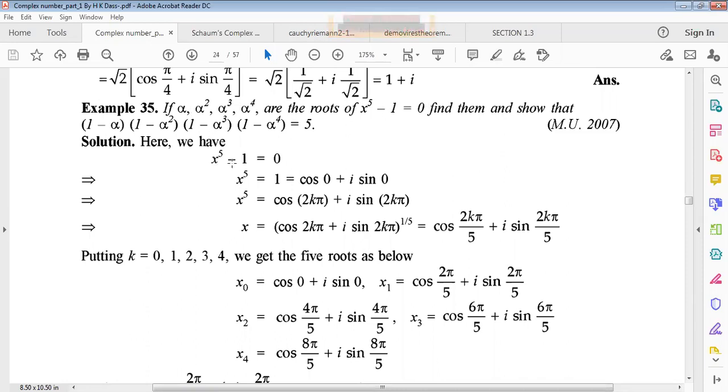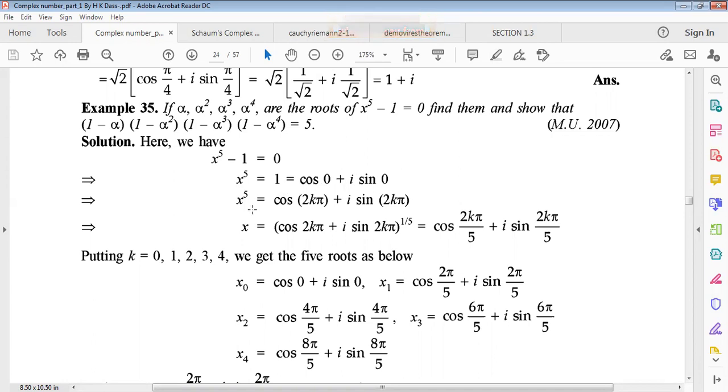Here we have x to the power 5 minus 1 equals 0. That means x to the power 5 equals what? 1. This one can be written as cos 0 degree plus i sin 0 degree. This one can be written as a complex number. Remember it, every real number can be represented as a complex number, but every complex number can never be represented as a real number. So this can be represented as a complex number like this, cos 0 degree plus i sin 0 degree.